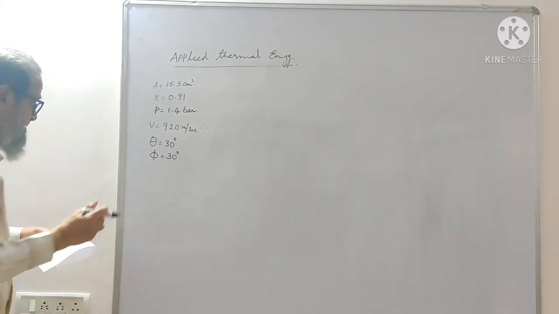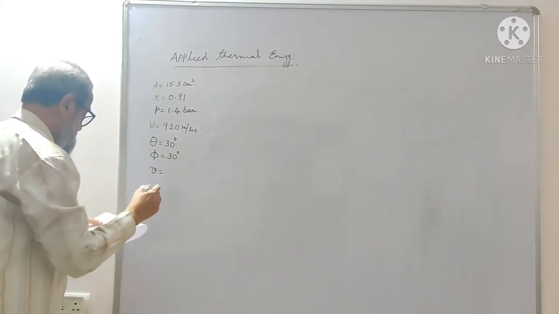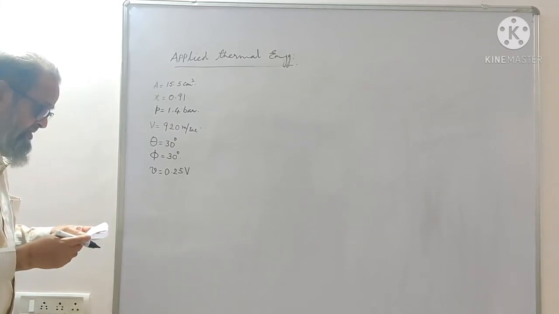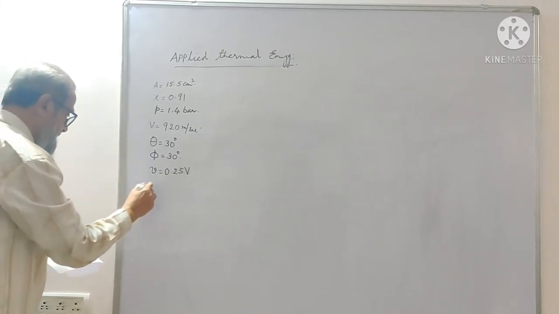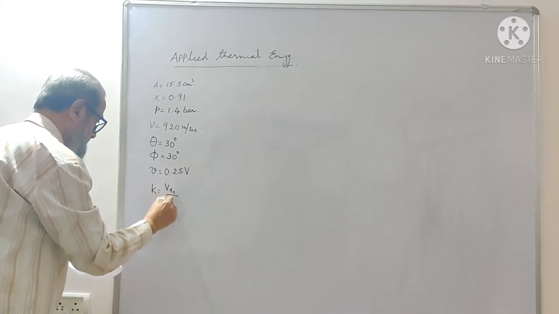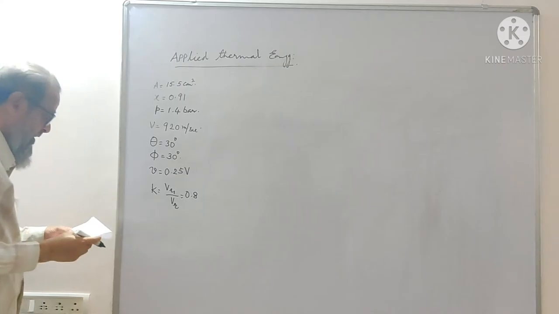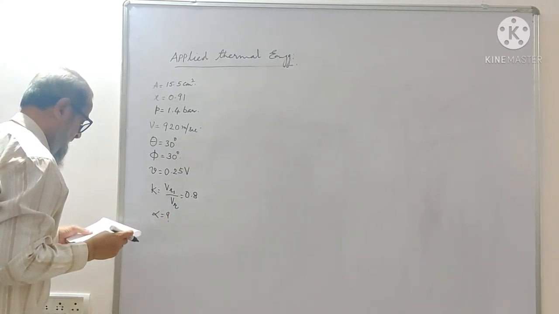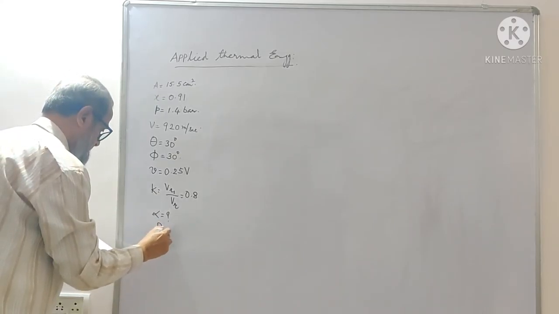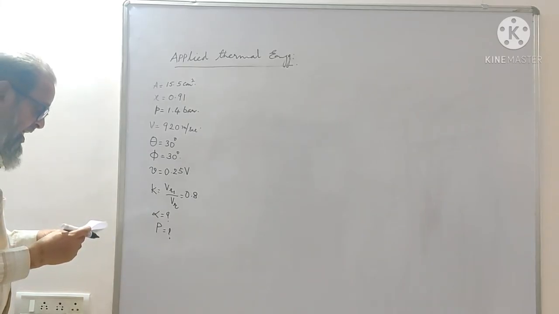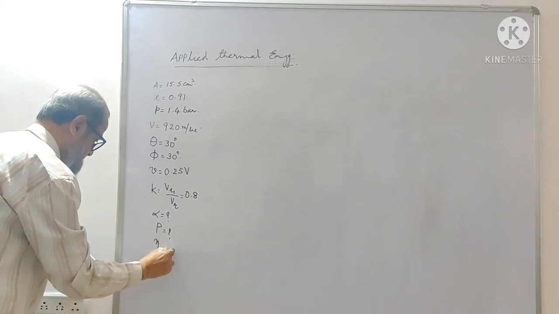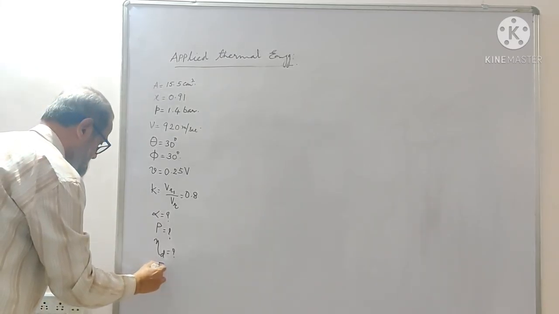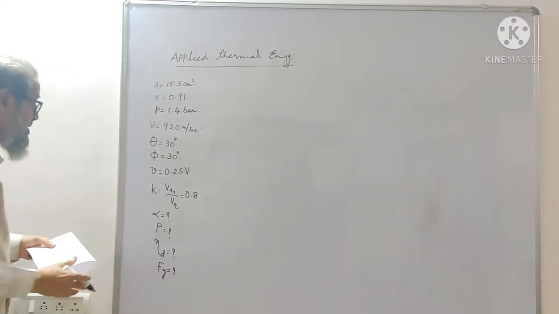And the blade velocity, small b, is 0.25 times velocity of steam at the exit from the nozzle. The friction factor K, that is VR1 by VR, is 0.8. Find number one, nozzle angle, power developed, diagram efficiency, or blade efficiency it is also called, and axial thrust, that means Fy. He wants these things.